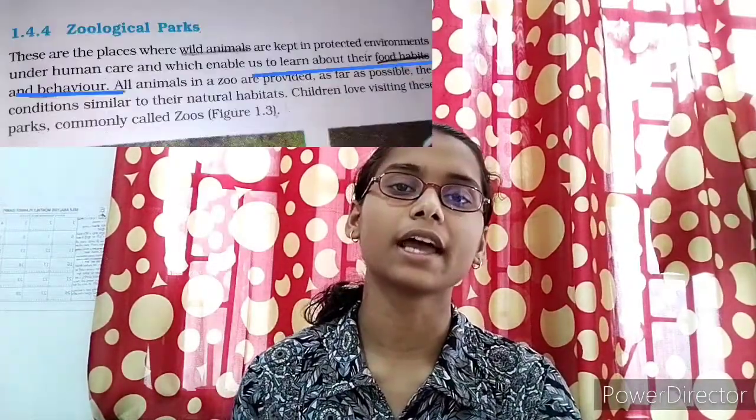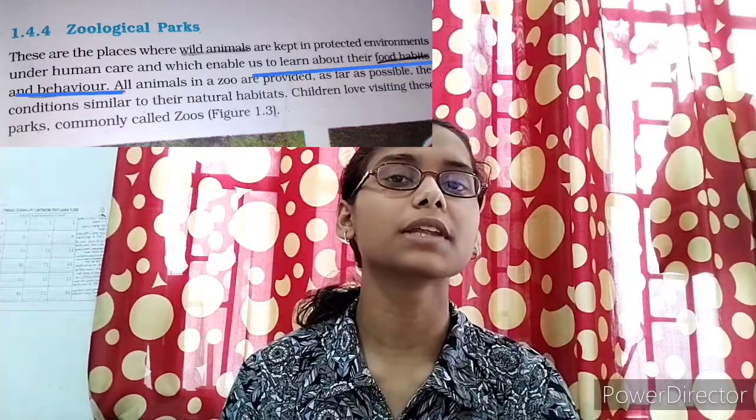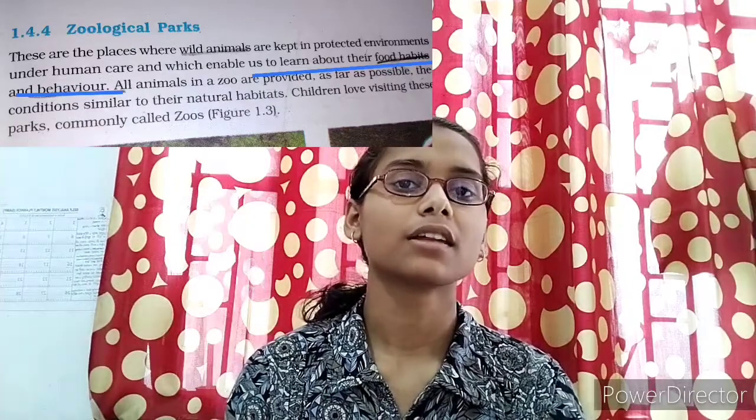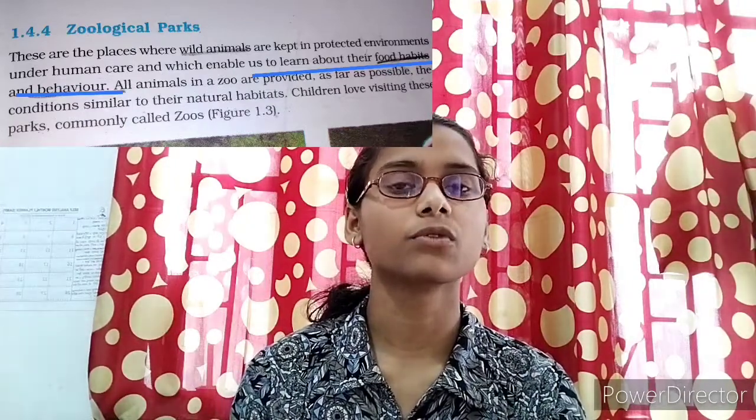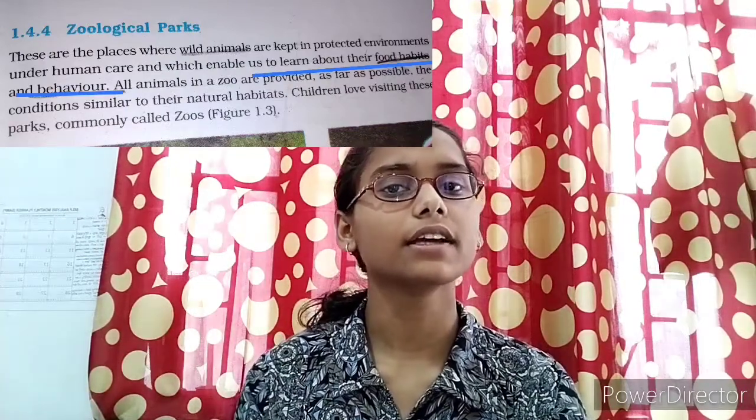Now the last question, which is similar to the third one, and that is, what is the purpose of creating zoological parks? A. To preserve wild animals. B. Learn about their food habits and behavior. C. Recreation point. D. All. So its answer is option B, learn about their food habits and behavior. What do we do in zoological parks? We simply keep wild animals under our preservation, and we try to provide them the same environmental conditions as they have in their natural habitat.